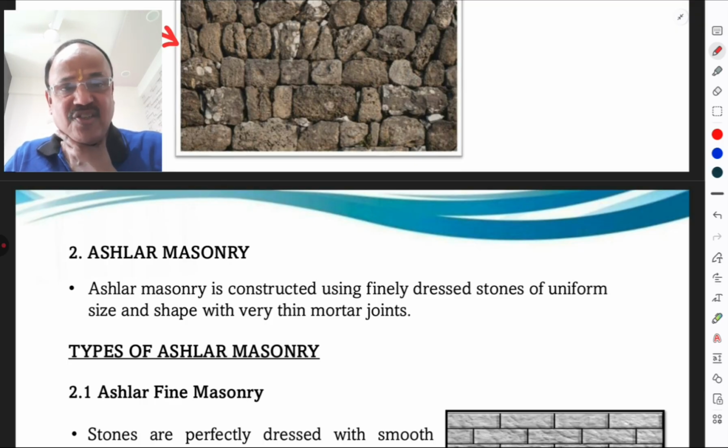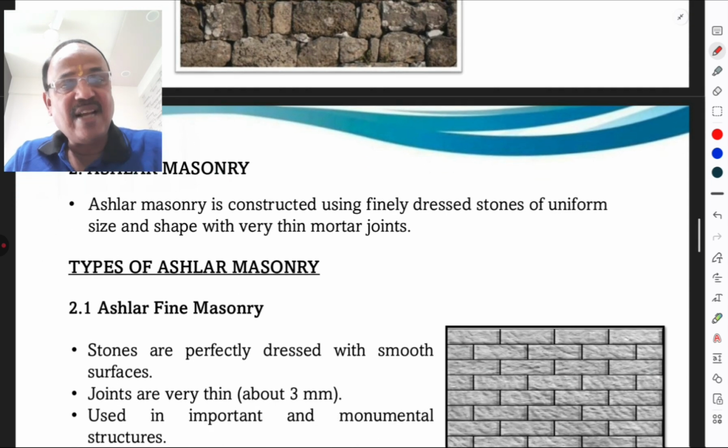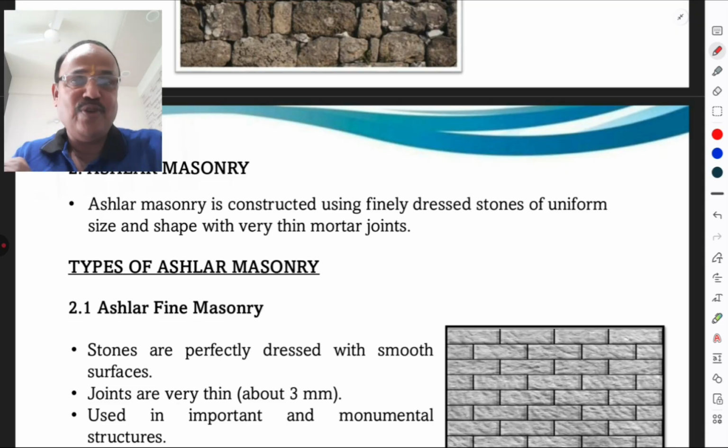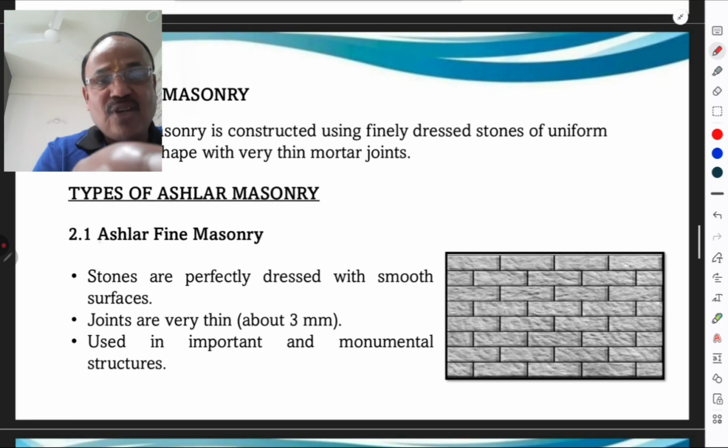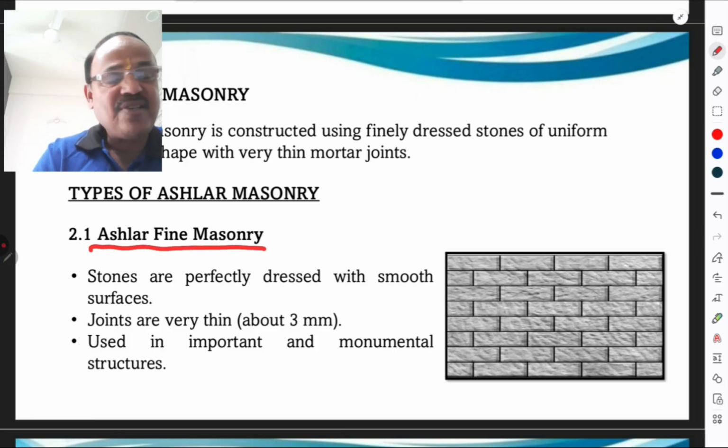Then we are going to discuss the ashlar masonry. Ashlar masonry is constructed using finely dressed stones of uniform size and shape with very thin mortar joints as discussed earlier. Then we are going to discuss the various types of ashlar masonry. Ashlar fine masonry: stones are perfectly dressed with a smooth surface. Joints are very thin, about 3 mm, used in important and monumental structures.